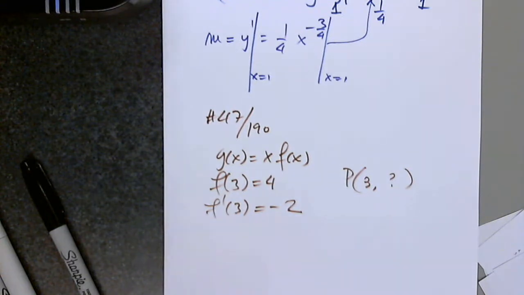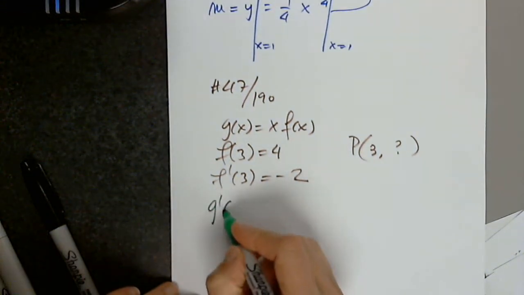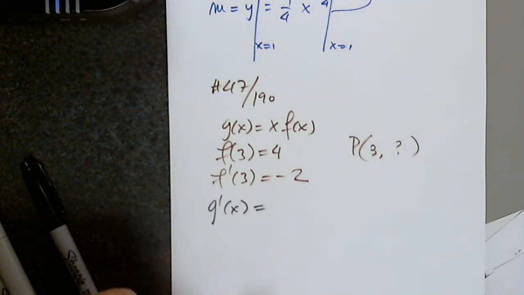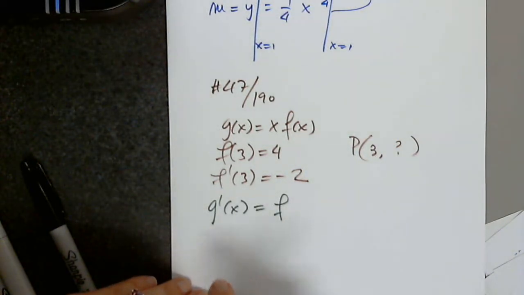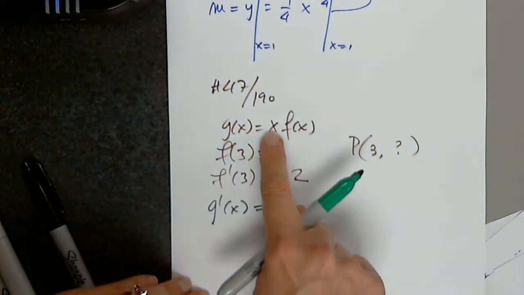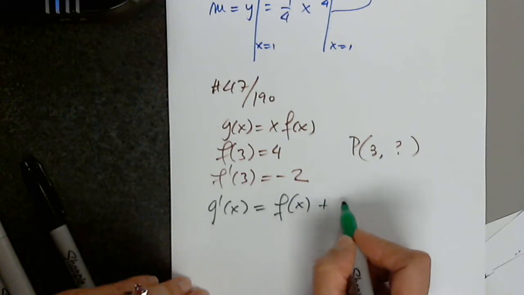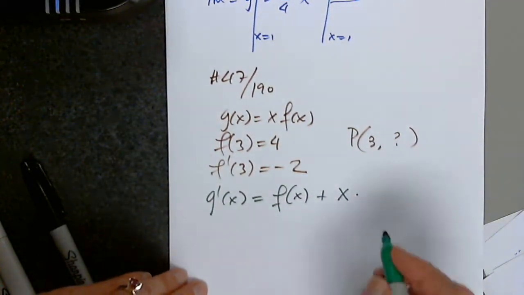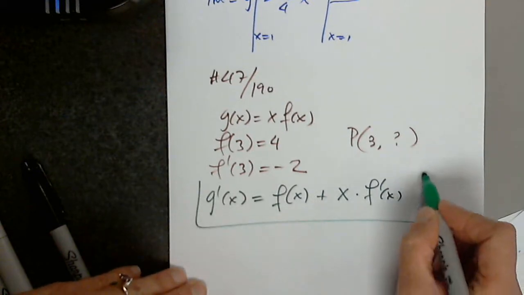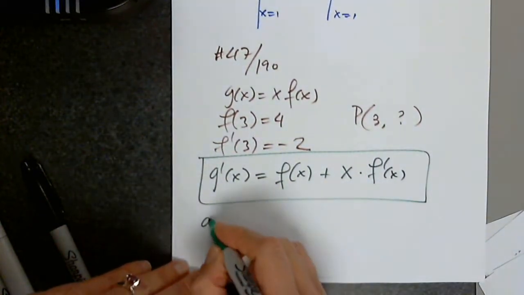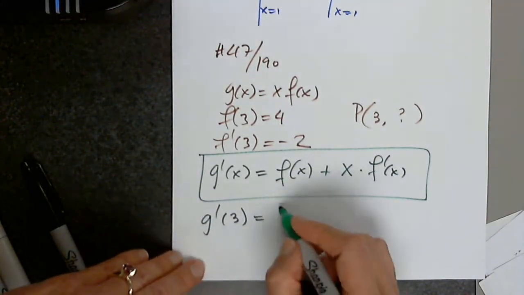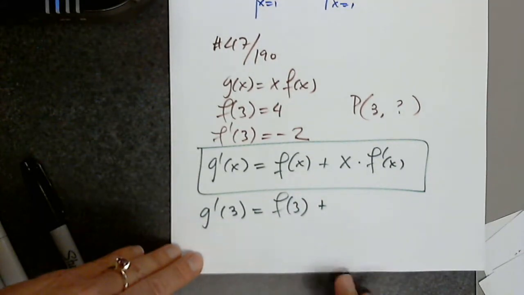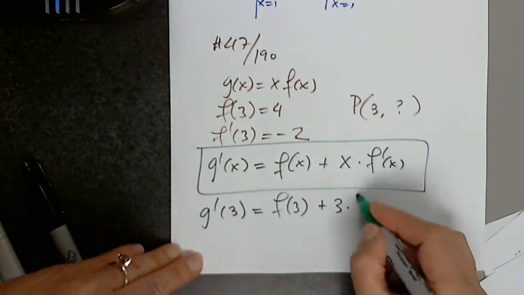Find the derivative of g(x). Excellent. So g prime of x, how do I write this? 1 times f of 3. Not yet. I have to find the function first. Yes. The first function prime times the second function plus the first function times the second function prime. So first I have to write the function. Now I'm ready to plug in 3.